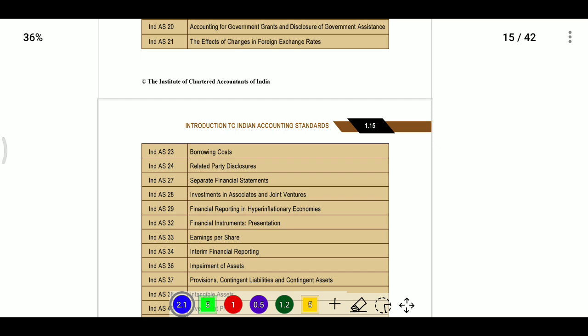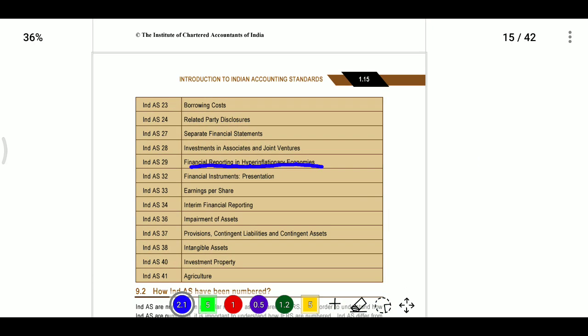29 Financial Reporting in Hyperinflationary Economies. These are also not there in our CA Final syllabus. 32 Financial Instruments: Presentation, 33 Earnings per Share, 34 Interim Financial Reporting, 36 Impairment of Assets, 37 Provisions, Contingent Liabilities and Contingent Assets, 38 Intangible Assets, 40 Investment Property, 41 Agriculture.